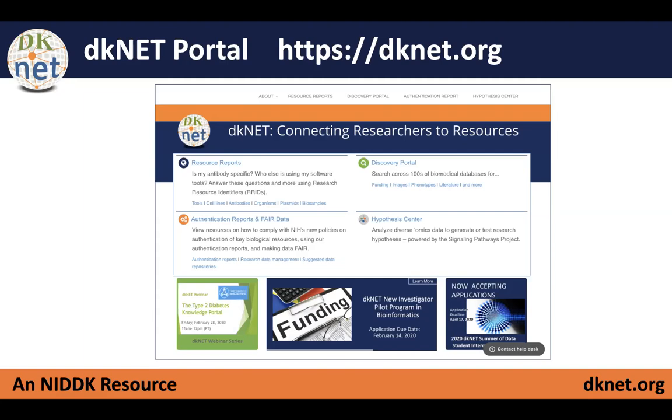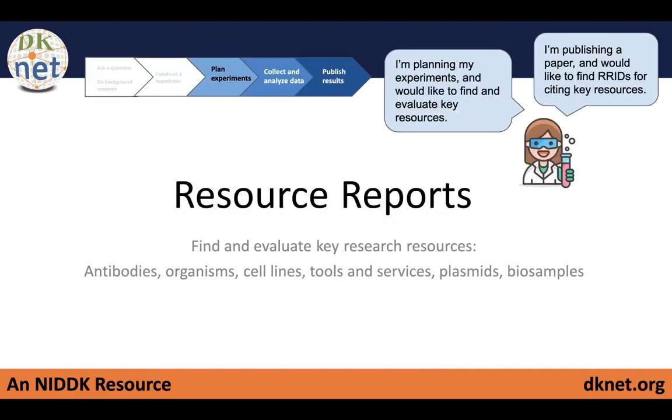And when we start our tour, we'll start with the resource reports, and really, as we mentioned, this is to help find and evaluate key research resources. And there are some questions that someone might need to answer. So, for example, if you're publishing a paper, you might be requested for a research resource identifier to cite key resources. And this section of the portal is what would assist a researcher in doing that.